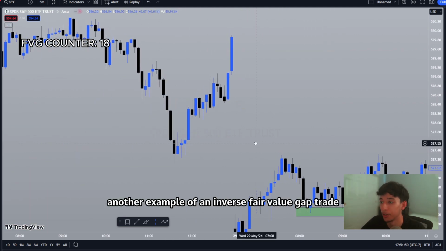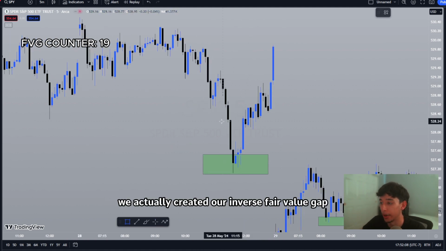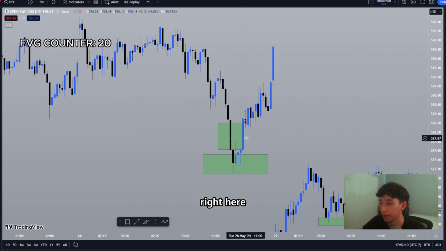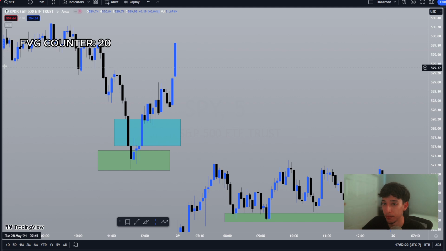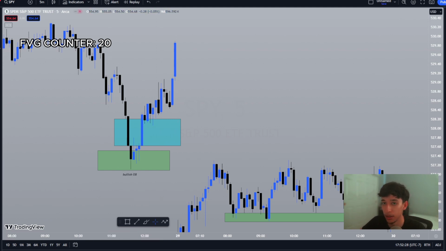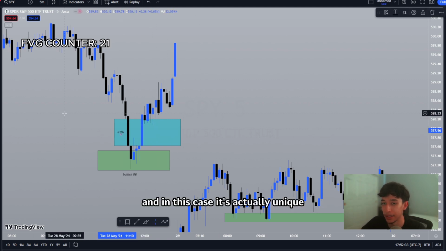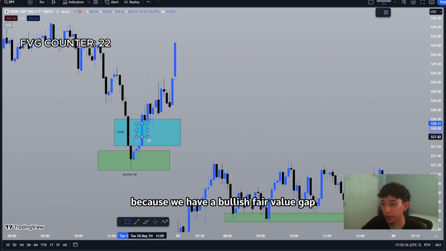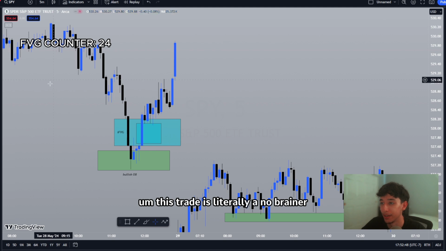So I'm going to show you guys another example of an inverse fair value gap trade. Before we actually create this order block, we actually created our inverse fair value gap right here. Go ahead and make this blue. So I'm going to mark out our bullish OB. And then we also have an inverse fair value gap. And in this case, it's actually unique because we have a bullish fair value gap form with us as well, which is actually further confluence. So if you have an inverse fair value gap, bullish order block, as well as a bullish fair value gap after, this trade is literally a no-brainer.